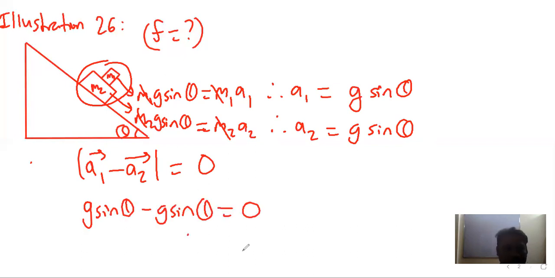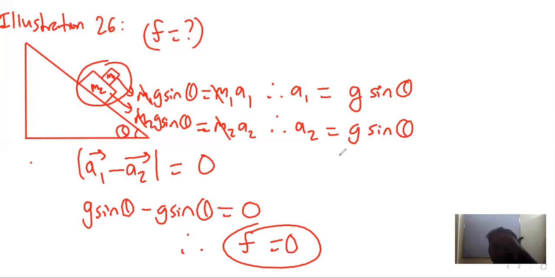So we can say in this case, no friction acts. So friction is 0 in this case. So there is no tendency of relative sliding. Friction here is 0.